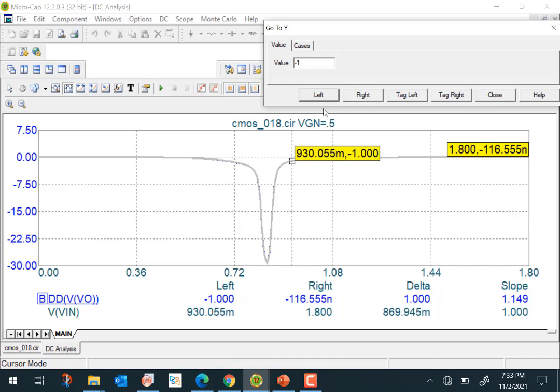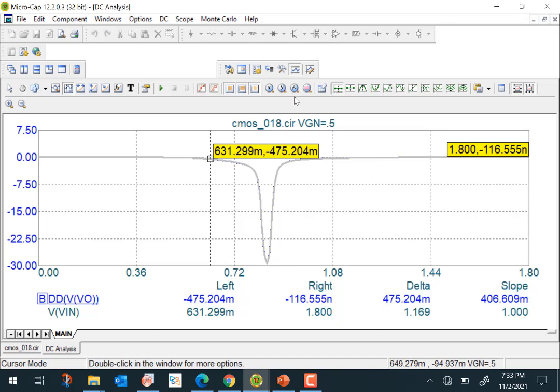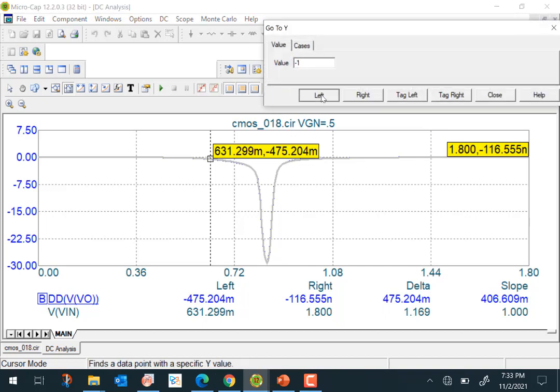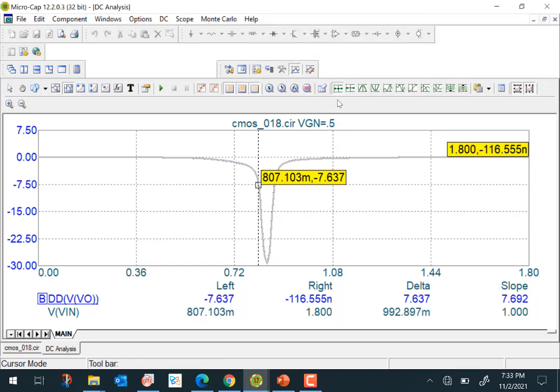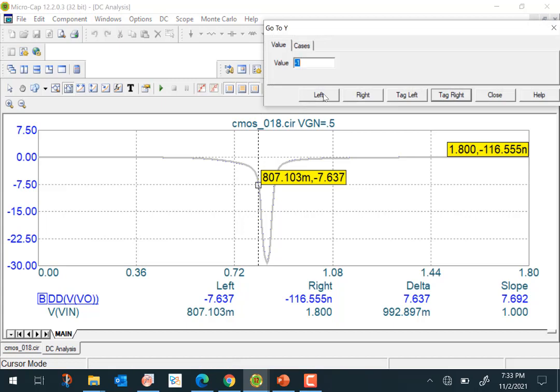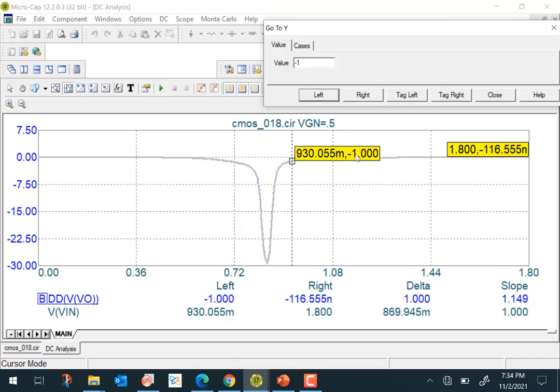So first of all, let's go back here and Y and left. All right, so this is the place where you get gain equal to -1. The voltage corresponding to it is what we call VIL. Similarly, let's go back here and do the following. This is the other place where the gain goes to -1, at 930. This is what we call VIH.